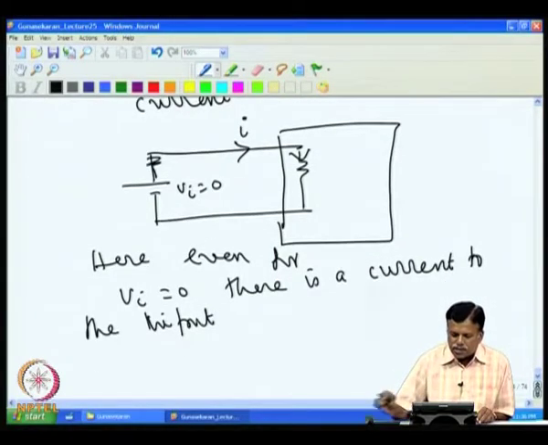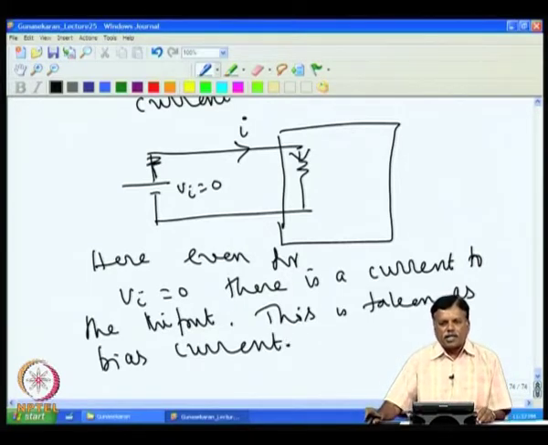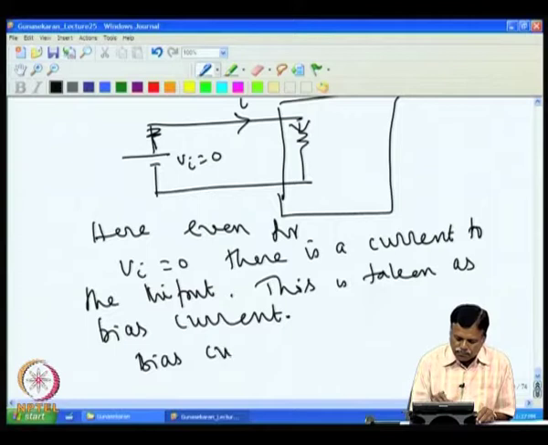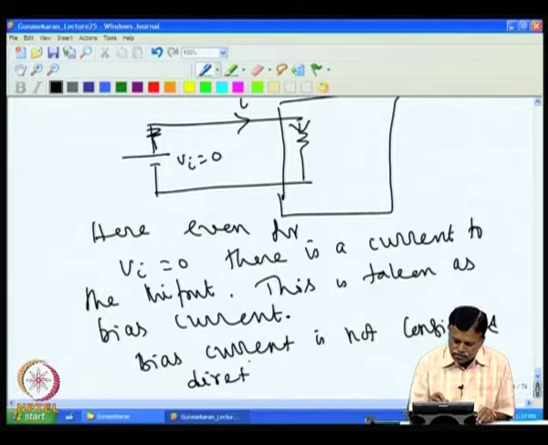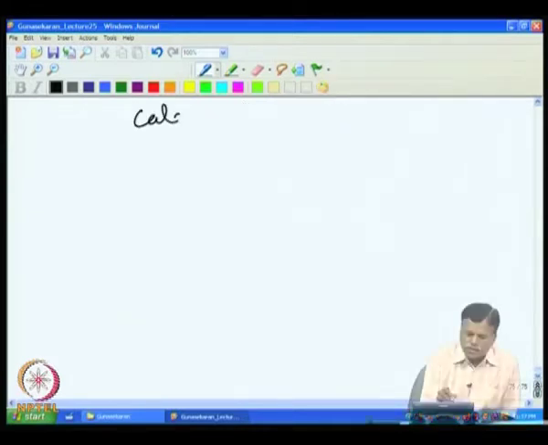So, that is taken as bias current. So, we are not considering bias current directly for the input resistance calculation.